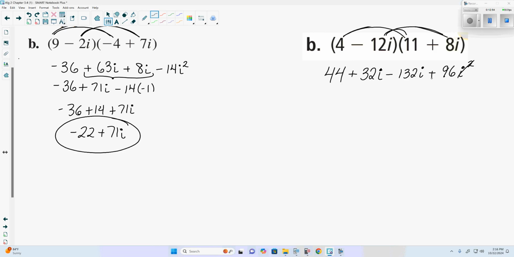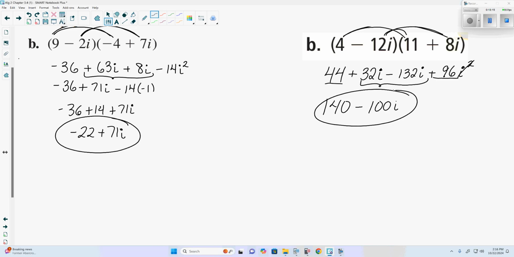And part of the reason this is nice as well, we can do two things. 44 plus 96 is 140. 32i minus 132i is negative 100i. It takes a lot of the steps out. It simplifies it down.